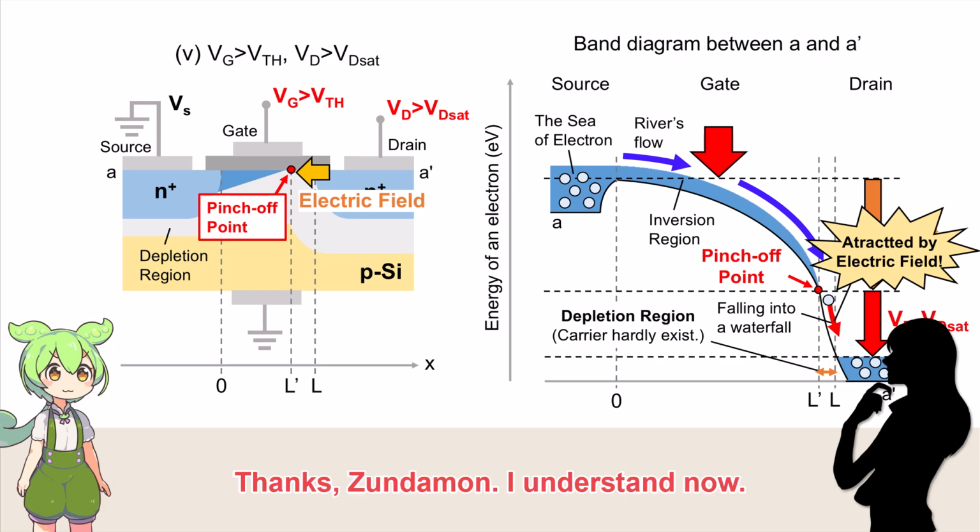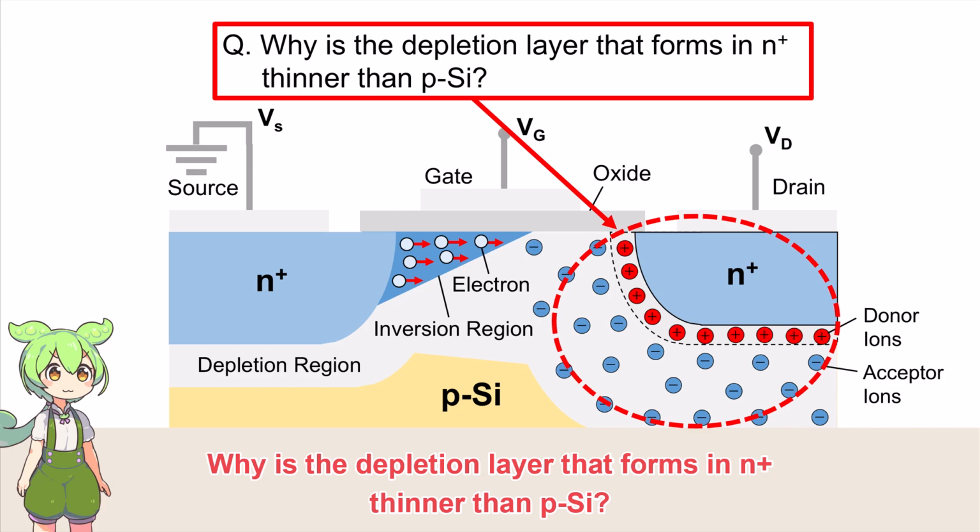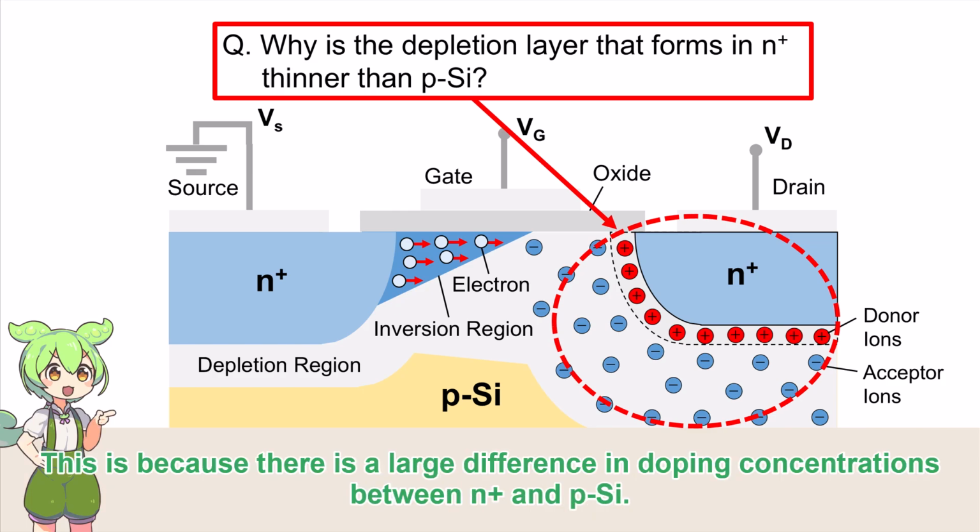Thanks, Zundamon. I understand now. But I have one simple question. Why is the depletion layer that forms in N+ thinner than p-silicon? Good question. This is because there is a large difference in doping concentrations between N+ and p-silicon.